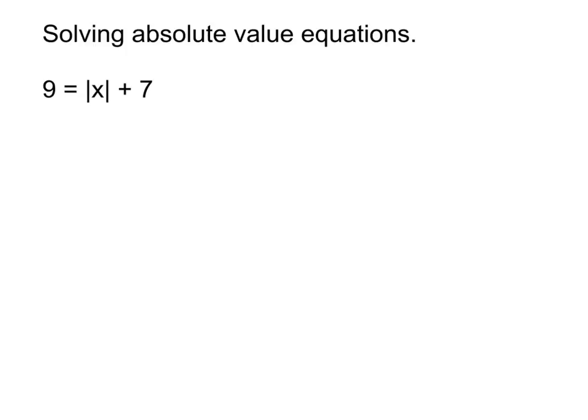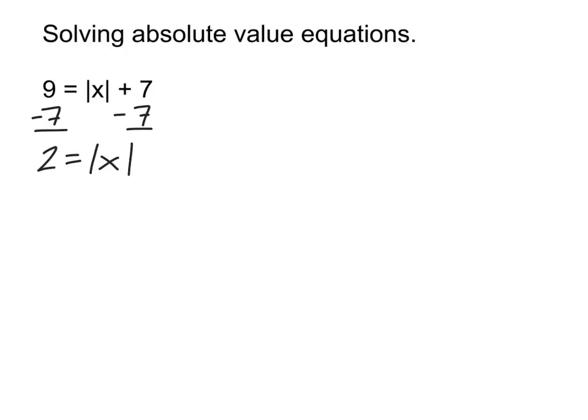So how do I get rid of the 7? Subtract it, yep, because I'm undoing the addition. So I want to subtract 7 from both sides. Again, the algebra needs to be shown clearly. Yes, I'm going to be looking to see that you're showing every little step along here. So that gives us 2 equals the absolute value of x.